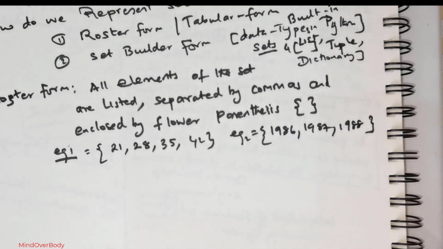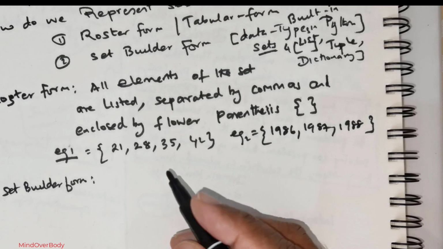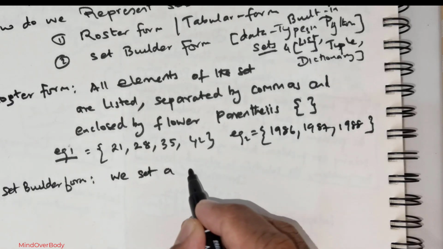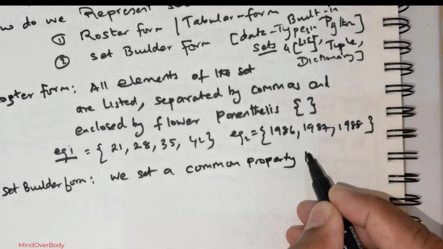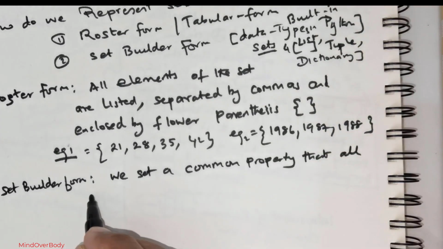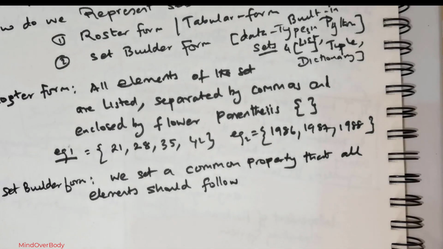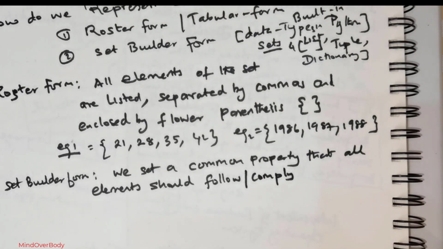Now let me come to set builder form. As I mentioned to you, this is a very important notation. Now what is this form? Actually, in set builder form, we set a common property that all elements should follow. Another word for follow can be comply. So they will have to comply. If they want to be in that particular group, they will have to comply. So that is the only way, and it's a powerful word.